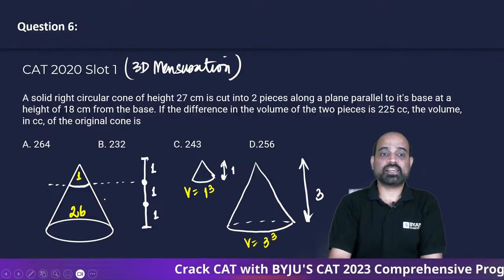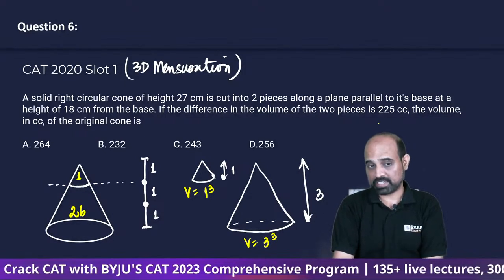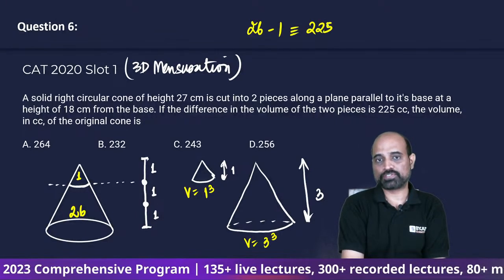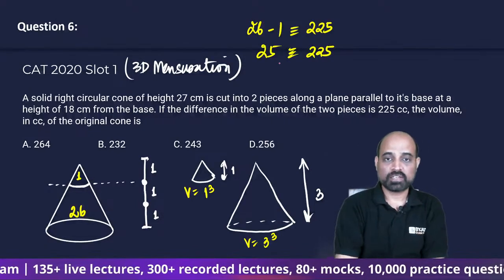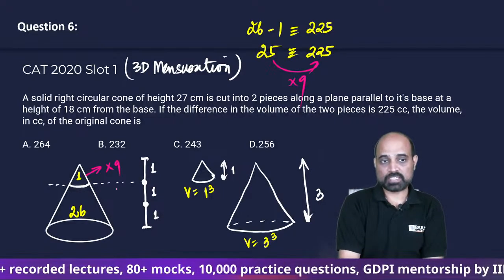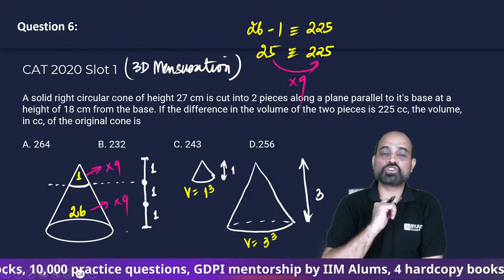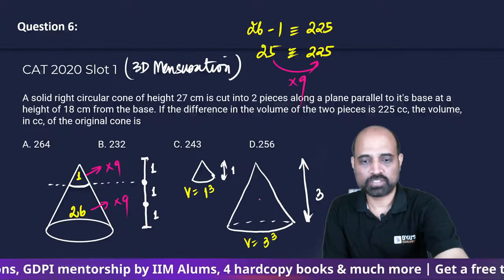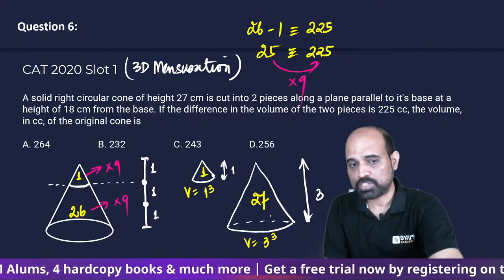Now the question says the difference in the volume is 225 cubic centimeters. So 26 minus 1, that is 25, is given as 225. How many times is this? This is 9 times. So as per ratios logic, this is 9 times, and this is 9 times. The volume of the original cone will be, what did we get? The volume was 1 and 27, right? So 27's 9 times is what we need.